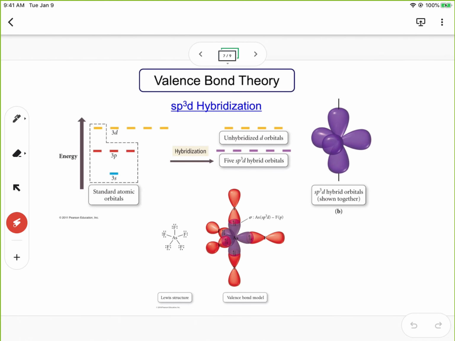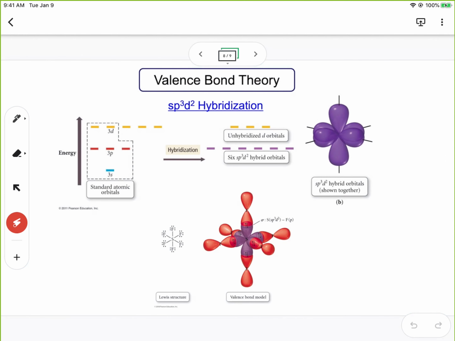How do we identify whether a central atom has sp3d hybridization or not? You take a look at the electron groups. If you have 5 electron groups, then that means you have 5 equivalent hybrid orbitals. Therefore, it's going to be sp3d hybridization.